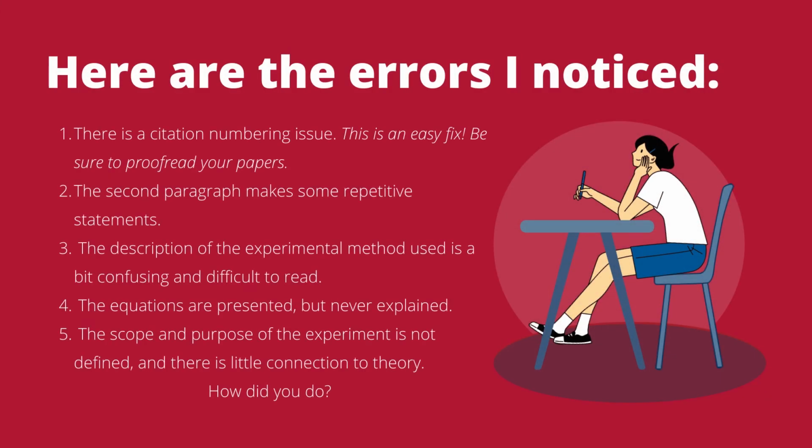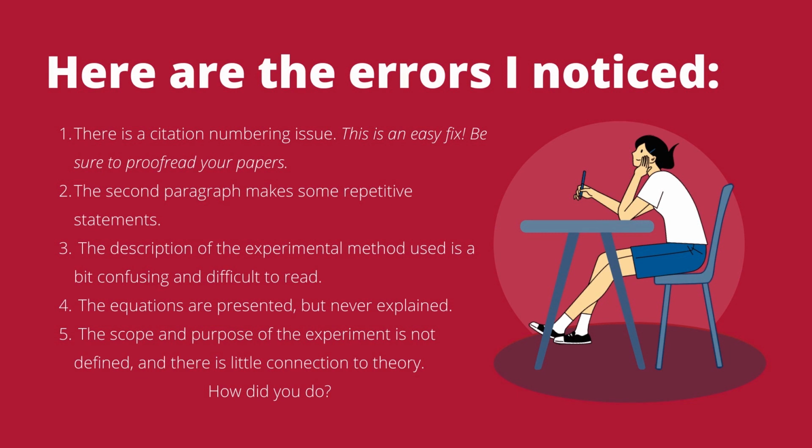Here are a few errors from the previous example. First, there is a citation numbering issue. This is a really easy fix, so be sure to proofread your papers. Additionally, the second paragraph makes some repetitive statements. Cleaning these up will improve the flow of the introduction. The description of the experimental method used is a bit confusing and difficult to read.